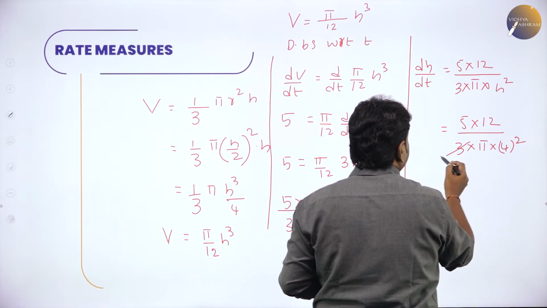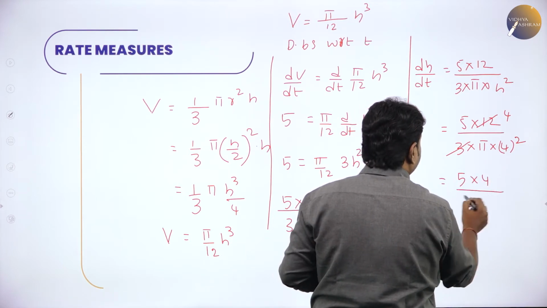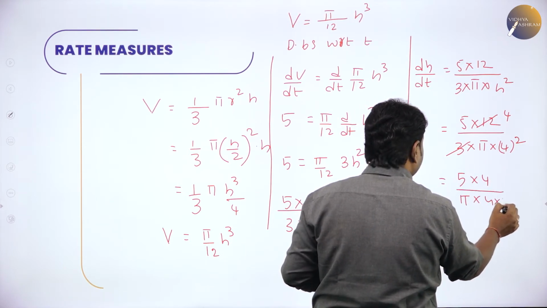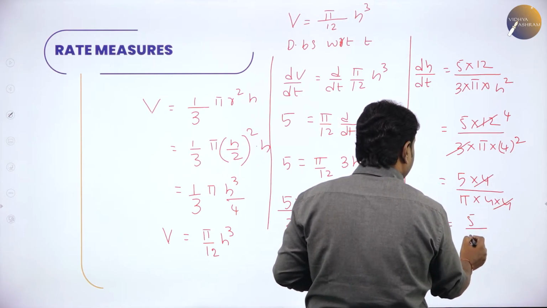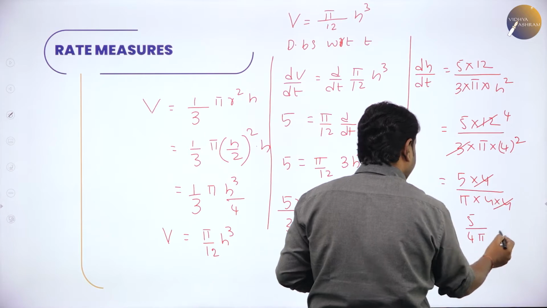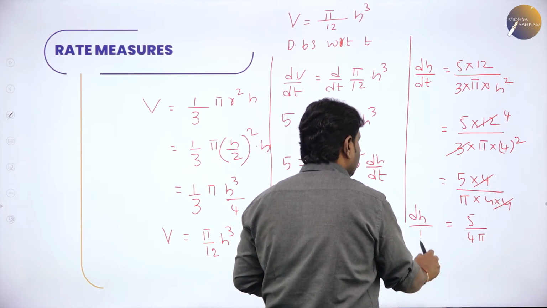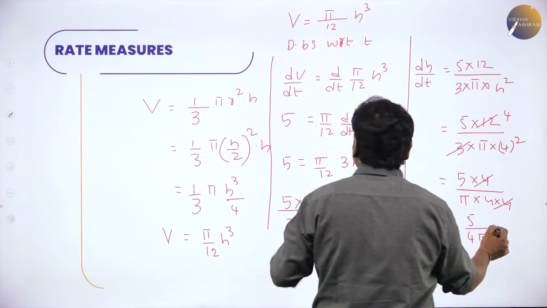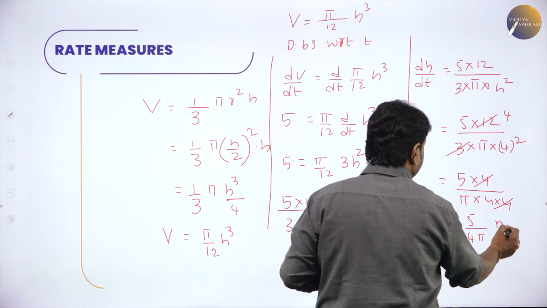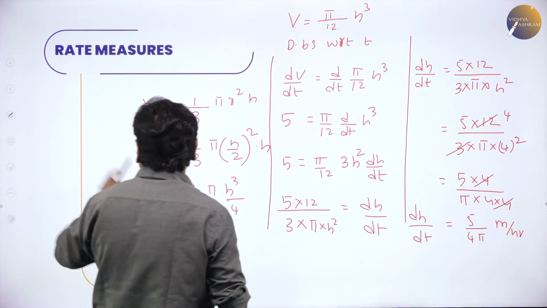So now simplify this, 3 1s are 3, 4s are 12, again 5 into 4 divided by pi into 4 into 4. One 4 and one 4 I can cancel, so we have 5 by 4 pi. Further we cannot simplify, leave it and don't write it in decimals, leave it in a fraction. And meter per hour, this is meter cube per hour they told, so meter per hour. So this unit whatever I am writing meter per hour depends on volume unit.